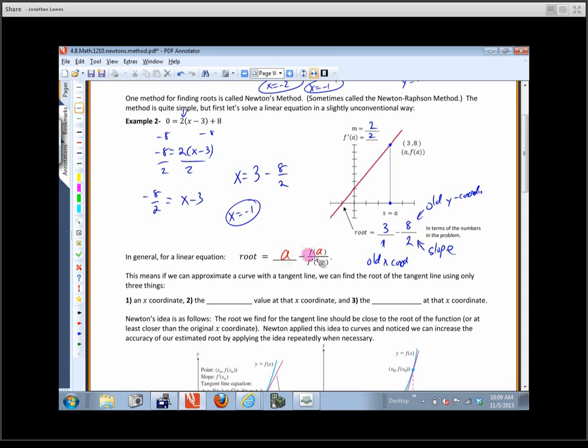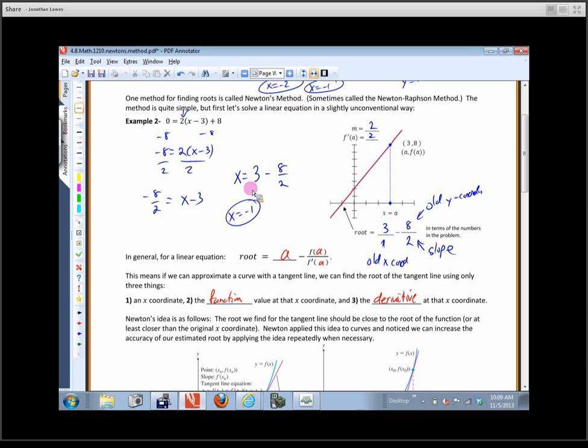So if you've got these three quantities, you can figure out where your line crosses the x-axis. You need the old x-coordinate, you need the old y-coordinate, and you need what the slope is. And again, we can just follow that down, and it shows us where it crosses the x-axis. So in order to use this method, we need the x-coordinate, we need the function value at that x-coordinate, and we need the derivative at that x-coordinate. Okay, now that's just for a line. That works for a line.